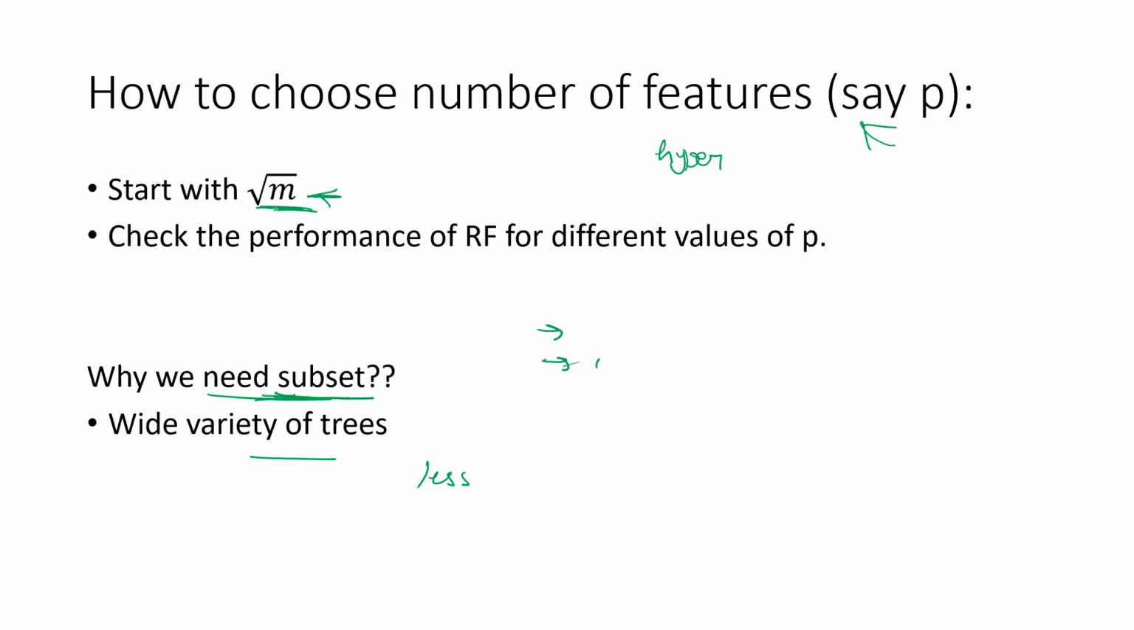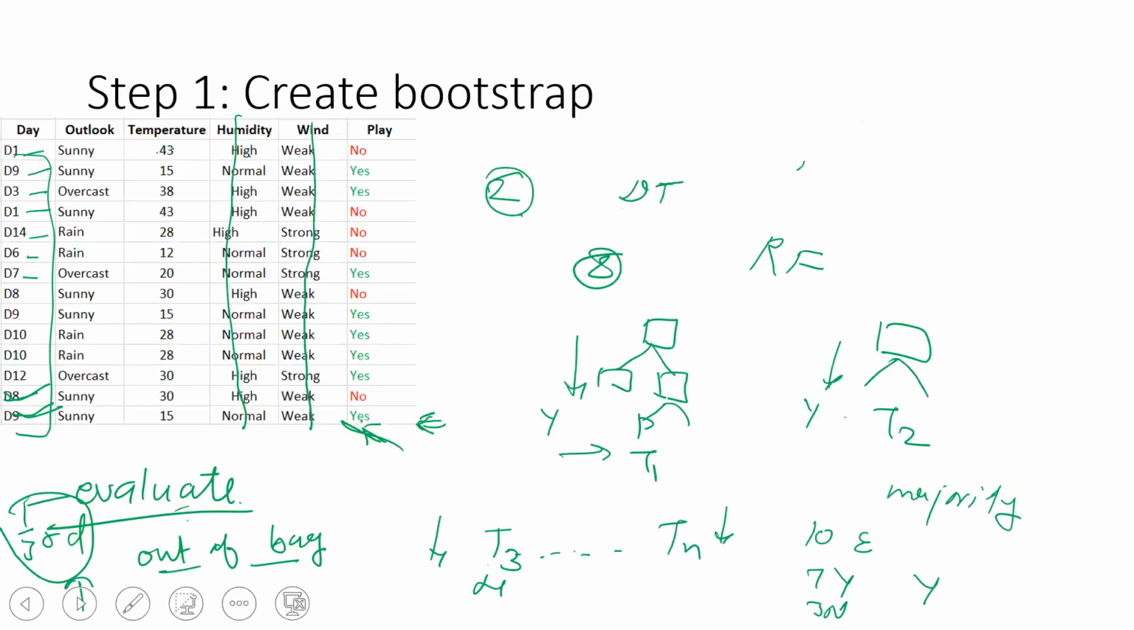Because now you have used a different number of features, and for every estimator you will use different features. Let's say for T1 I've used outlook and temperature. For T2 I can use temperature and wind, or for T3 I can use any two, and so on. So in that way their performance may be different.